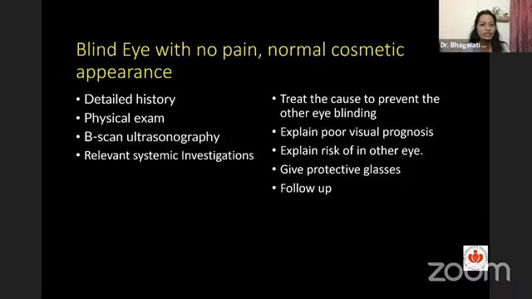So this is the first category, blind eye with no pain and normal cosmetic appearance. Here you need to take a detailed history, do a detailed physical examination and the relevant investigations to determine the cause of the blindness. Then you need to make sure that the patient gets treatment for the condition which has led to the blindness. Explain the poor visual prognosis for the blind eye. Explain the risk of blindness in the other eye so that the patient is more compliant with the treatment, and give protective glasses and tell him the importance of follow-up.